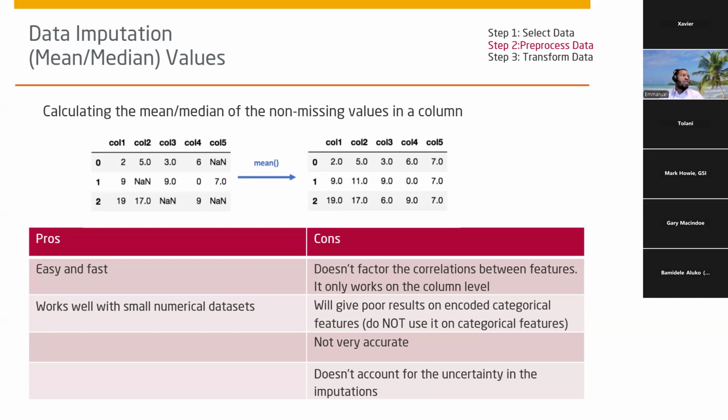But let's look at it. What are the advantages of this? The pros: easy and fast, and it works well with small numerical data sets. The problem with it is that it doesn't factor in correlation between features. It will give poor results on encoded categorical features. It's not very accurate. It doesn't account for uncertainty in the imputation.